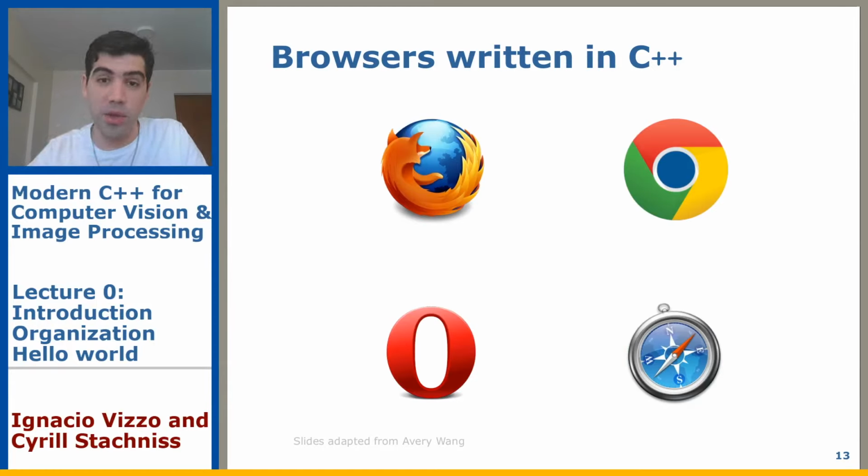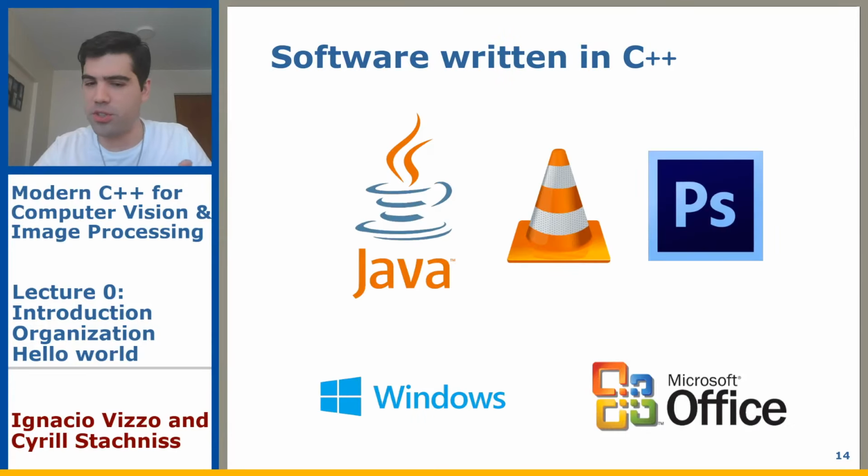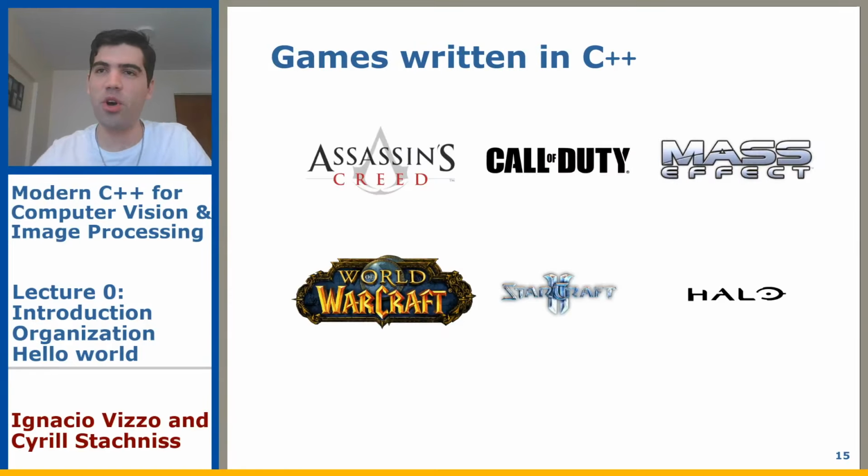Some browsers that use C++: Firefox, Chrome. If you check the source for these browsers, they are all written in C++. Also, there is some software that is written primarily in C++, like the Java virtual machine, some parts of the Windows operating system, Office, Photoshop, many of them. And there's also a big part of the game industry that uses C++ as the primary language. So these are some games that we know are written in C++.